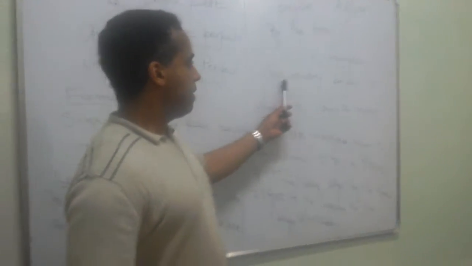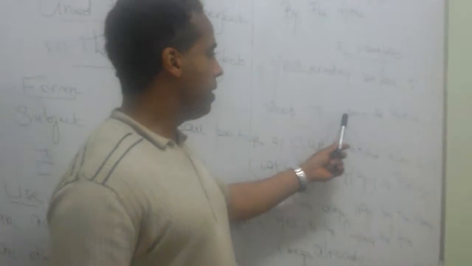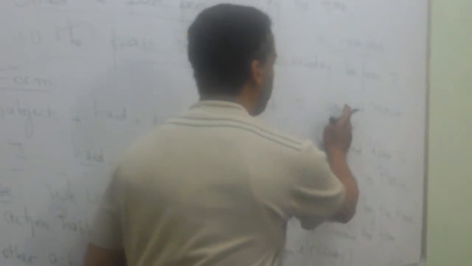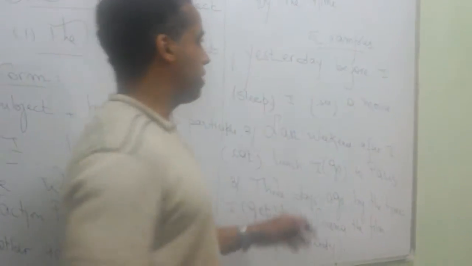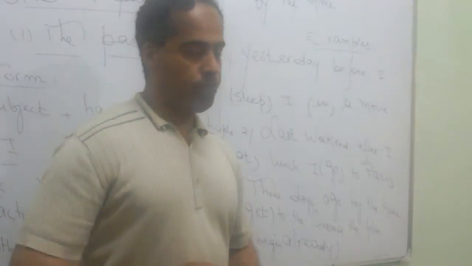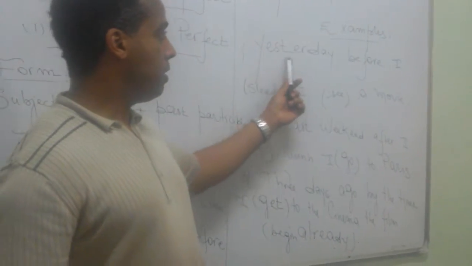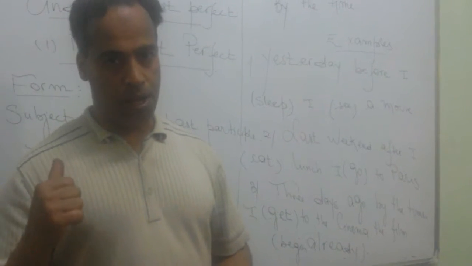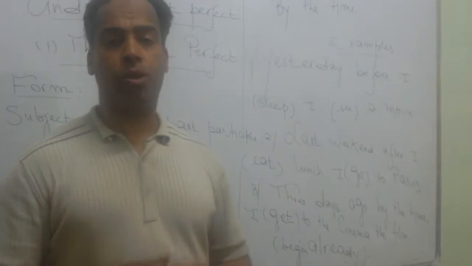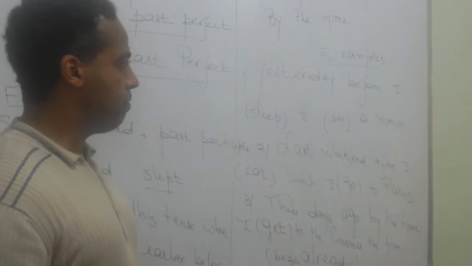Number one: yesterday, before I sleep, I see. So here, normally we have it like this: I see, between brackets, a movie. I'm going to look at the sentence. I'm going to see that we have "yesterday" here. It means that we speak in the past. I'm going to look for the action that happened first. Where is the action that happened first?